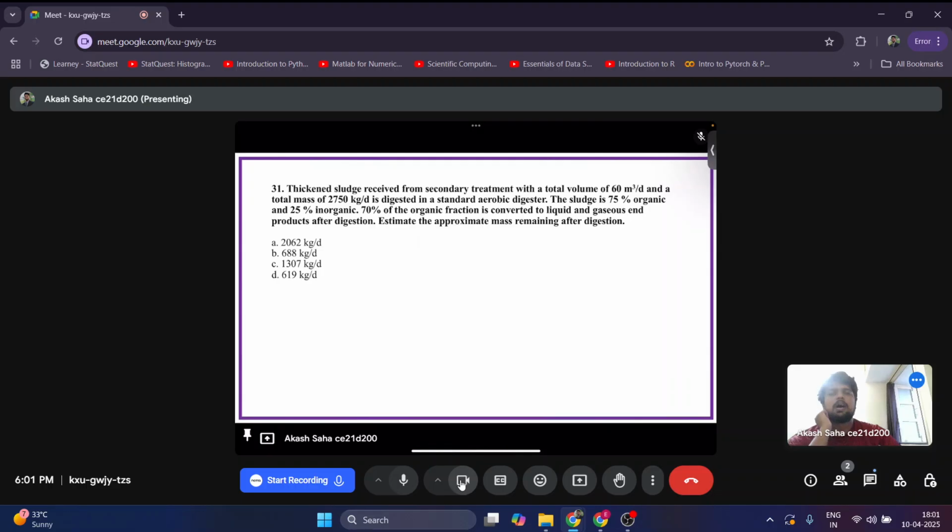Next problem. Thickened sludge received from secondary treatment with a total volume of 60 meter cube per day and a total mass of 2750 kg per day is digested in a standard aerobic digester. The sludge is 75% organic and 25% inorganic in nature. 70% of the organic fraction is converted to liquid and gaseous end products after digestion. Estimate the approximate mass remaining after digestion. You have to find out the mass that is remaining after digestion. So how we will solve the problem?